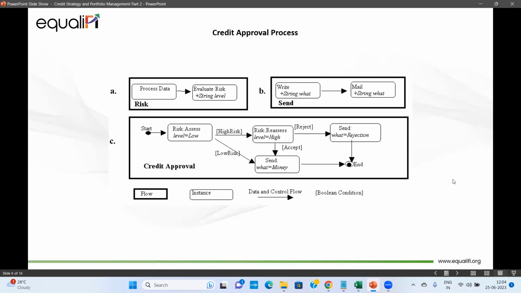So this is a typical credit approval process, slightly more system oriented. First you gather data, you process the data, and then you evaluate risk. Then you start credit approval. The credit approval, with the risk level analysis, could have two outcomes: high risk or low risk. If it is low risk, you lend the money and it goes to the end. When it is high risk, you can reject and send a rejection mail, or you can reassess and approve with certain mitigations, and then you come to an end. This is the overall procedure, right?